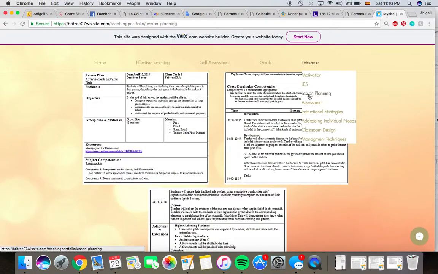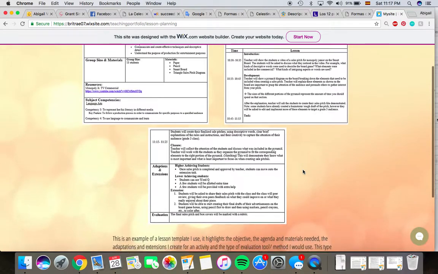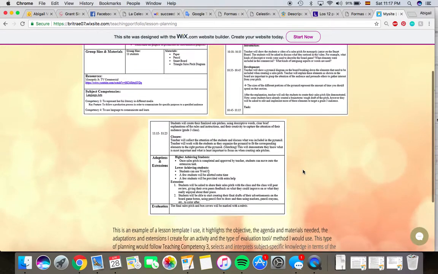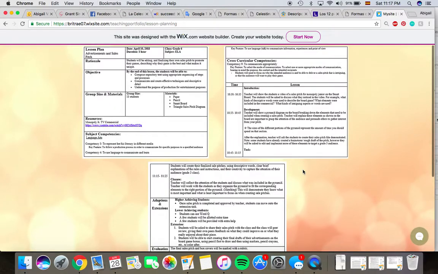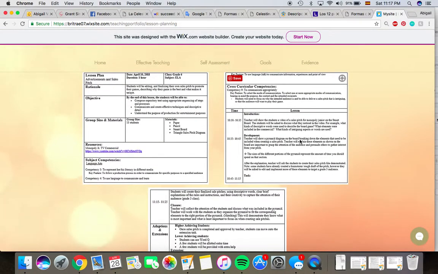My lesson planning, so here's just one example of a lesson plan I've written. You can see it includes the objective, the rationale, the materials, the resources, the actual agenda of the lesson, and then the adaptations and extensions and evaluation that you would implement into a regular lesson plan. But I just find this template really helps me and allows me to see everything that I need to see right away. And it's a good way to keep everything organized.